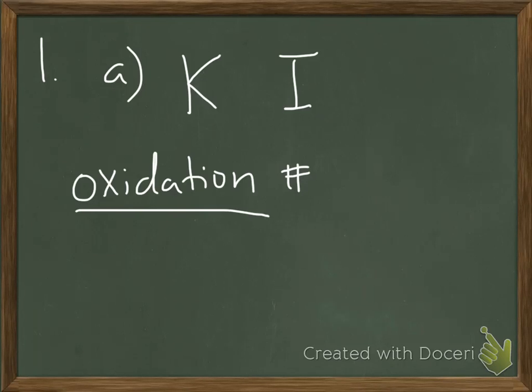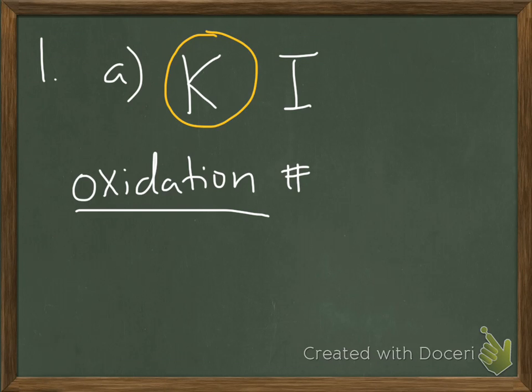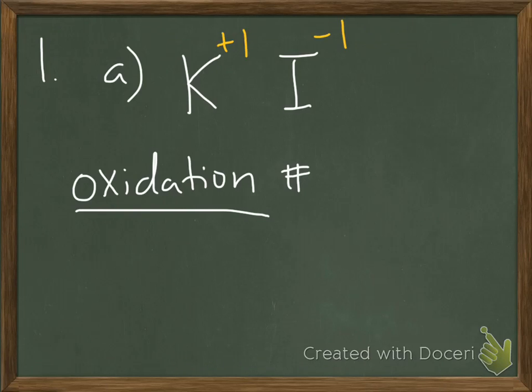So for example, let's start with potassium here. For the oxidation number of potassium, you have to look at your periodic table. Potassium is right here, and it's in group 1, which means that in order to be happy, it's going to lose one electron. When you lose one electron, you become positive 1. So potassium is going to be positive 1. Next, let's do iodine. Iodine is over here, and it is in group 7, which means in order to be happy, it's going to gain one electron. If you gain one electron, you become negative 1. So over here, I'm going to put a negative 1.